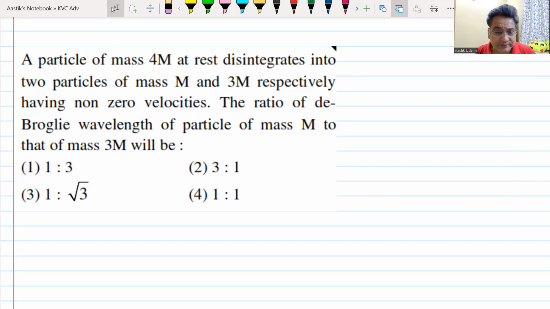A particle of mass 4m disintegrates into 2 particles of m and 3m with non-zero velocities. The ratio of de Broglie wavelength, so this consists of disintegration also. This is not exactly a question of radioactivity, but I can relate it to this. What is the answer for this one, my dear friends? Any hope? Or shall I give it up?